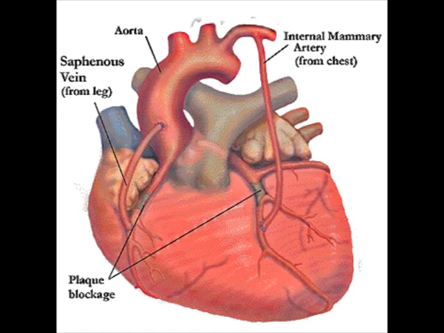A superficial vein is removed from another part of the patient's body. The great saphenous or internal mammary veins are commonly used. The vein is then attached to the blood vessels above and below the area of blockage in order to redirect blood flow and supply the heart with the oxygen and nutrients it needs.